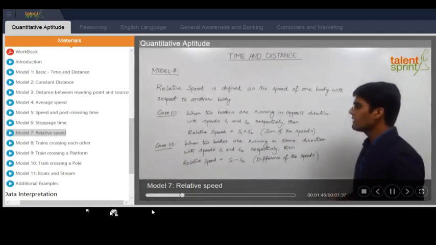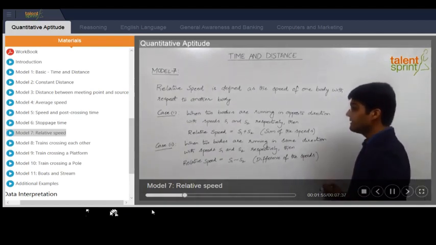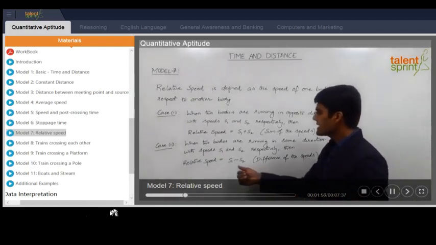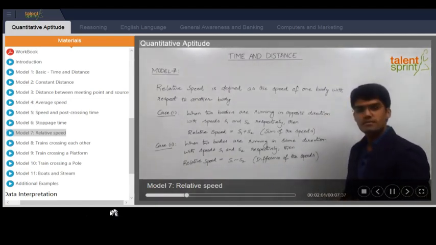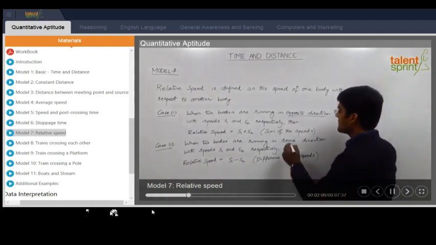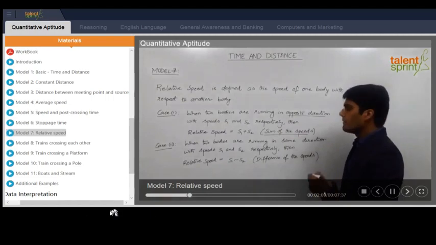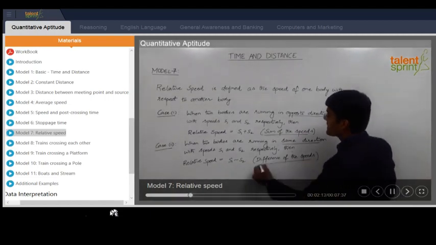And the case 2 here is when the two bodies are running in same direction. So when two bodies are running in same direction with the speeds s1 and s2 respectively, then the relative speed is equal to s1 minus s2. That is nothing but the difference of the speeds. So very clearly, the one point which we need to understand here is whenever two bodies are running in opposite direction, the relative speed is sum of the speeds. And whenever two bodies run in the same direction, then their relative speed is the difference of their speeds.